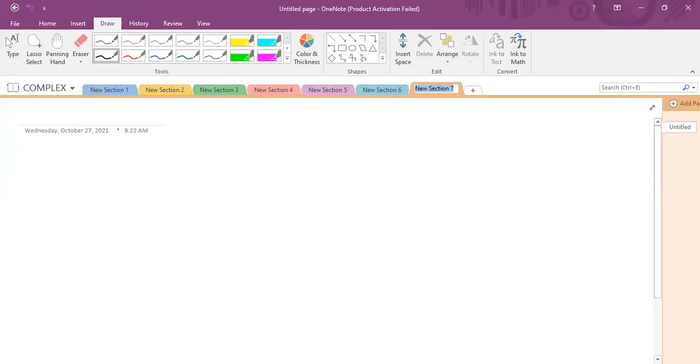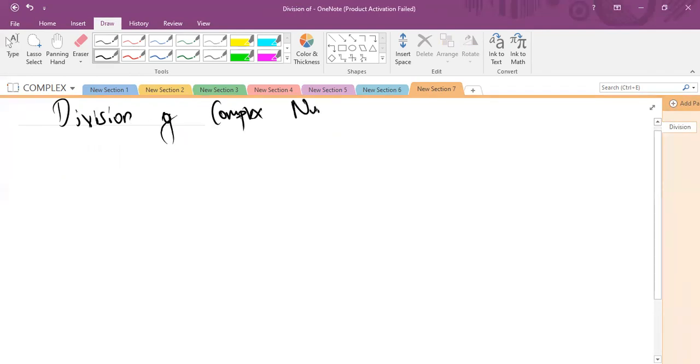Now, what if you're told to divide two complex numbers? So, division of complex numbers. Now, let's say if you're given two complex numbers and you're told to divide, you need to know how to get the complex conjugates. Complex conjugate.